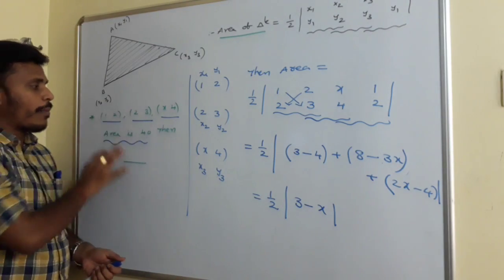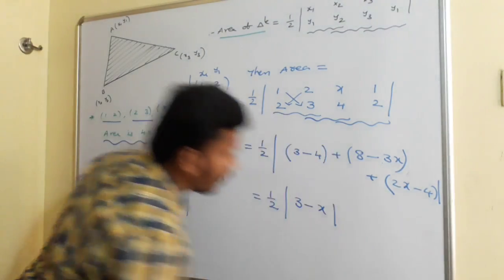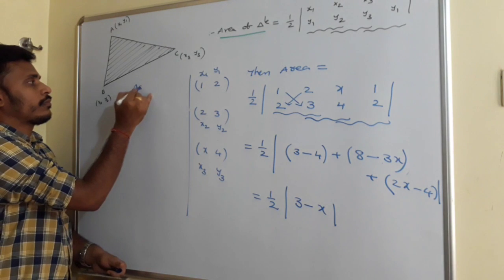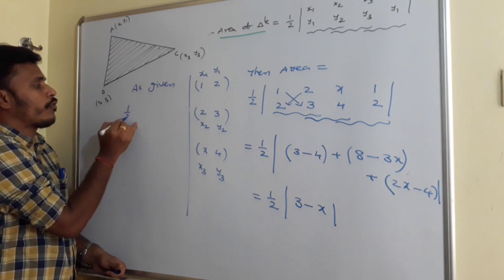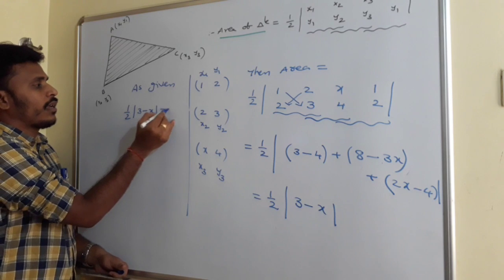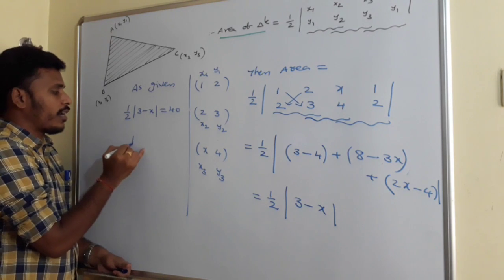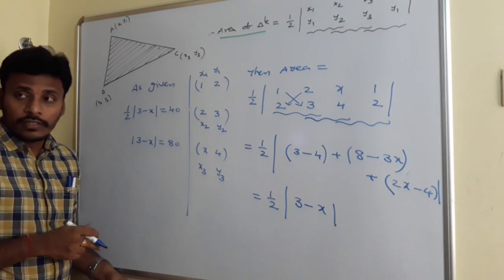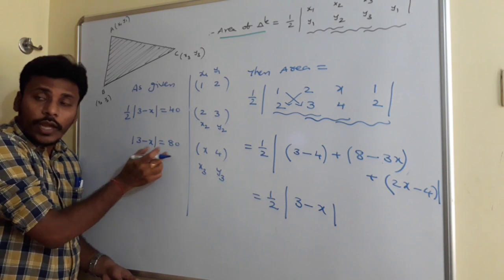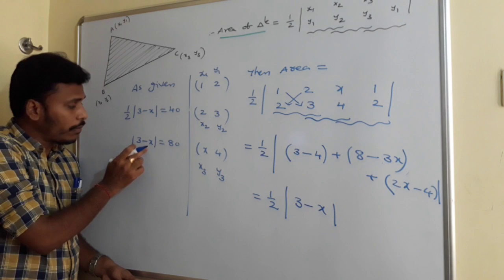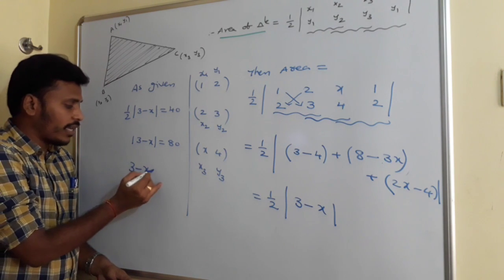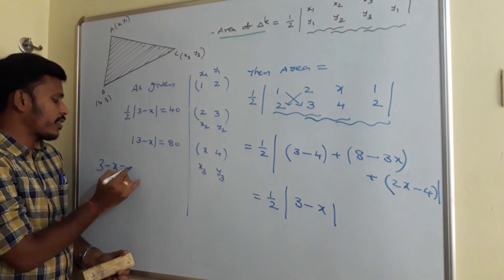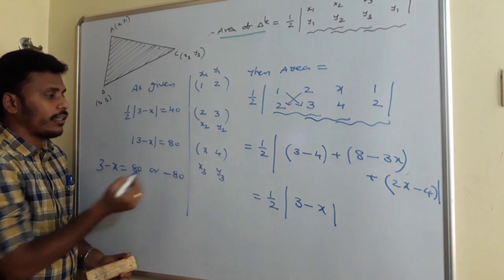Now for space concerns, I am erasing this question, right? If you look here, the area is given as 40. So as given, half mod 3 minus x is equal to 40. Sending this to the other side, it becomes modulus of 3 minus x is equal to 80. You need to get the value of x. The modulus value is 80, so the inner term may be 80 or minus 80. So I need to write that 3 minus x is equal to 80 or minus 80.